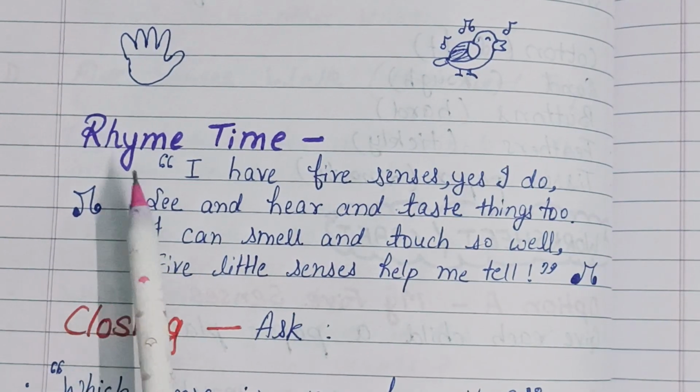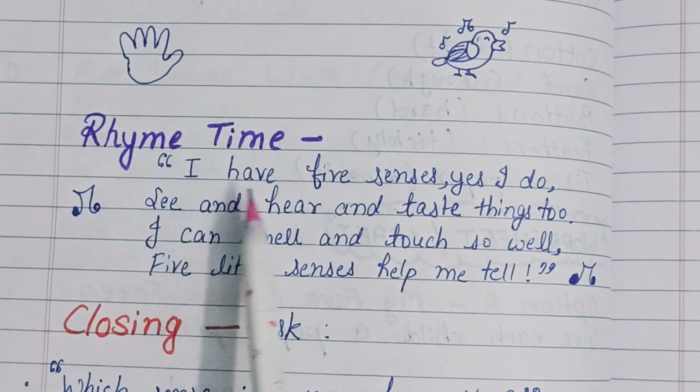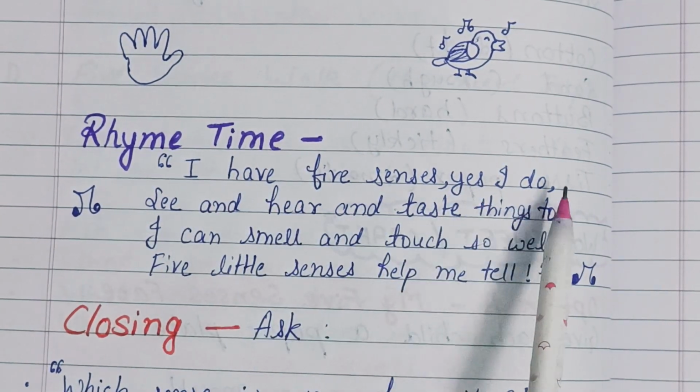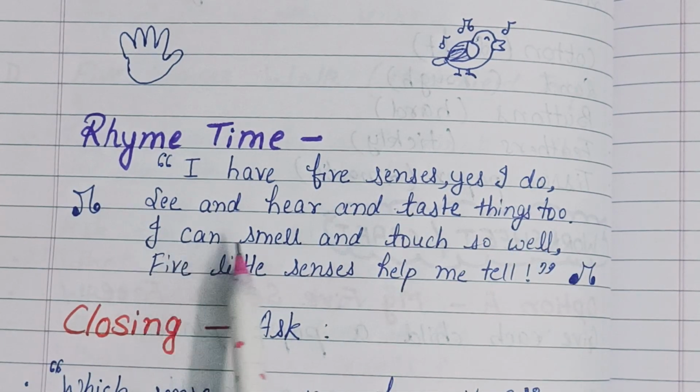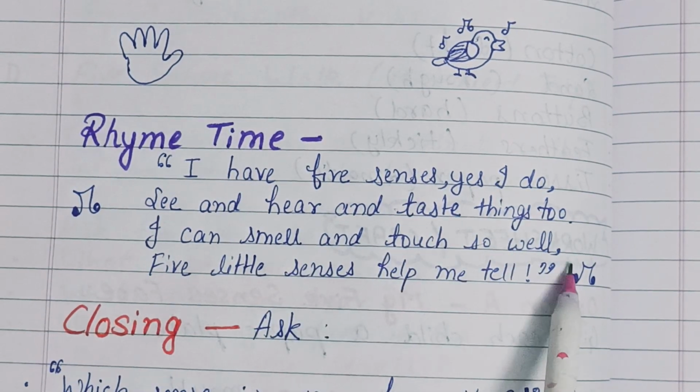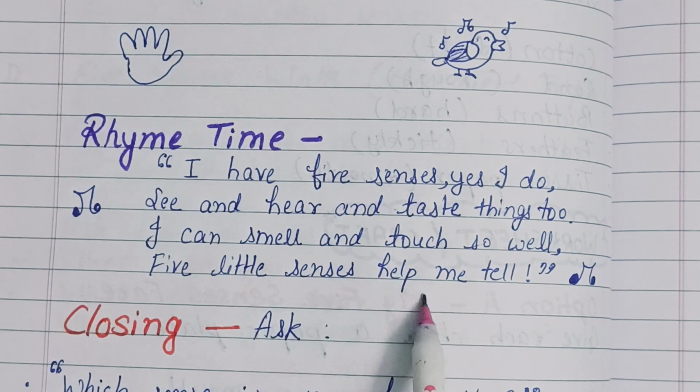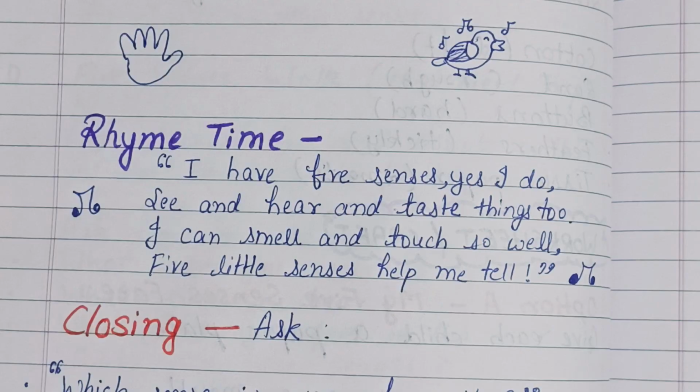Now rhyme time. So I have five senses, yes I do. See and hear and taste things too. I can smell and touch so well. Five little senses help me tell. So this is a rhyme you can say at the end.